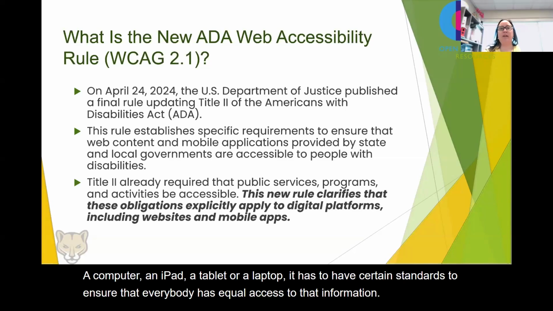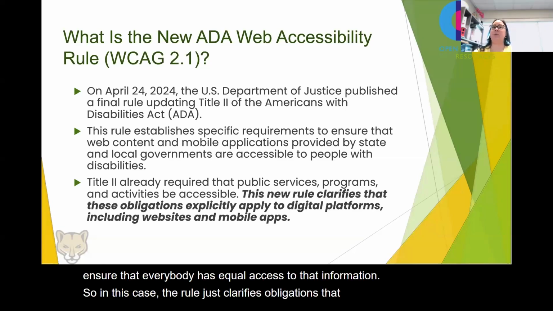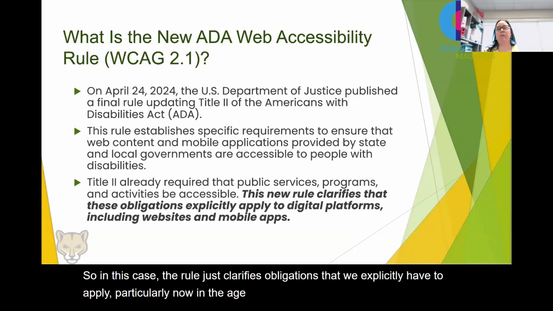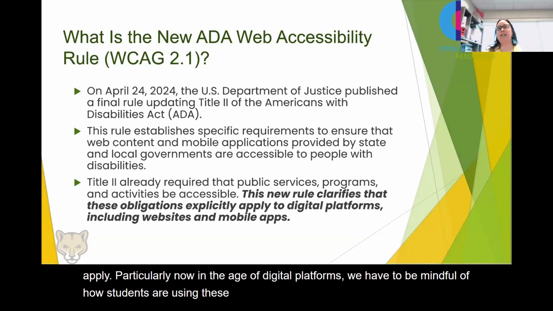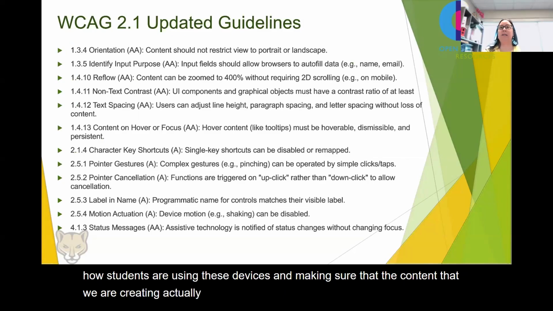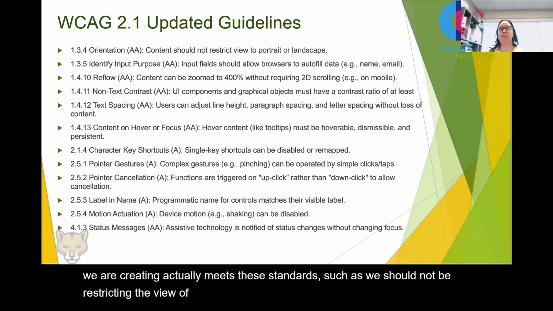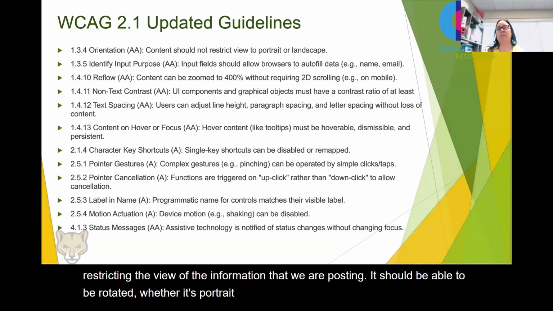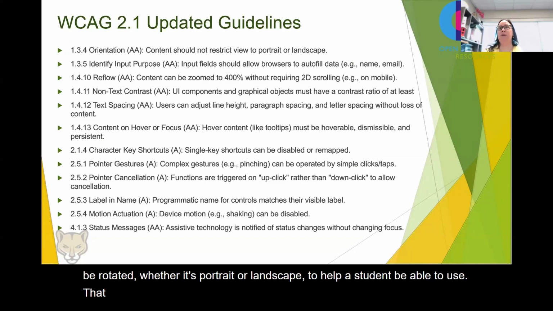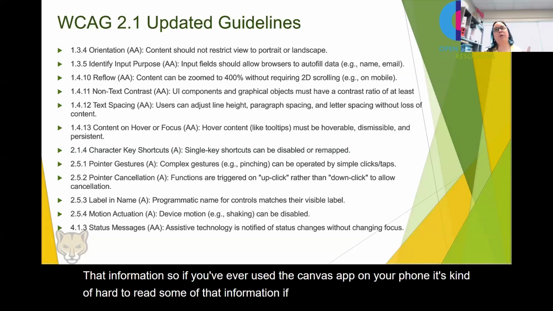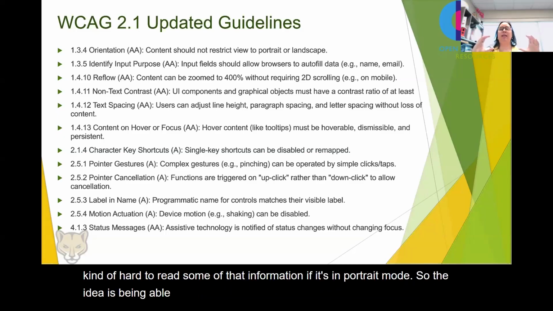So in this case, the rule just clarifies obligations that we explicitly have to apply, particularly now in the age of digital platforms. We have to be mindful of how students are using these devices and making sure that the content that we are creating actually meets these standards, such as we should not be restricting the view of the information that we are posting. It should be able to be rotated, whether it's portrait or landscape, to help a student be able to use that information. If you've ever used the Canvas app on your phone, it's kind of hard to read some of that information if it's in portrait mode. So the idea is being able to shift it to a landscape mode to better see that screen size.